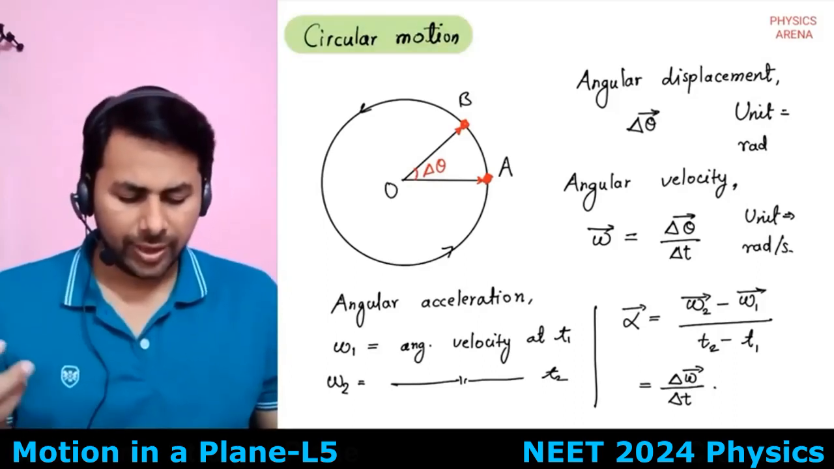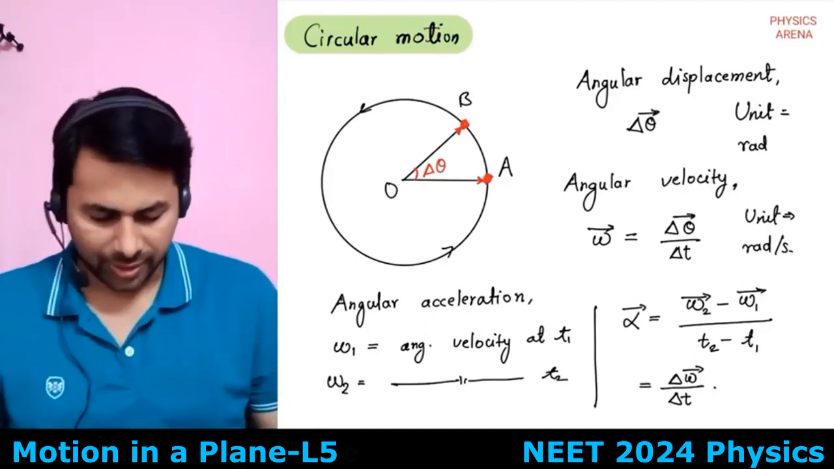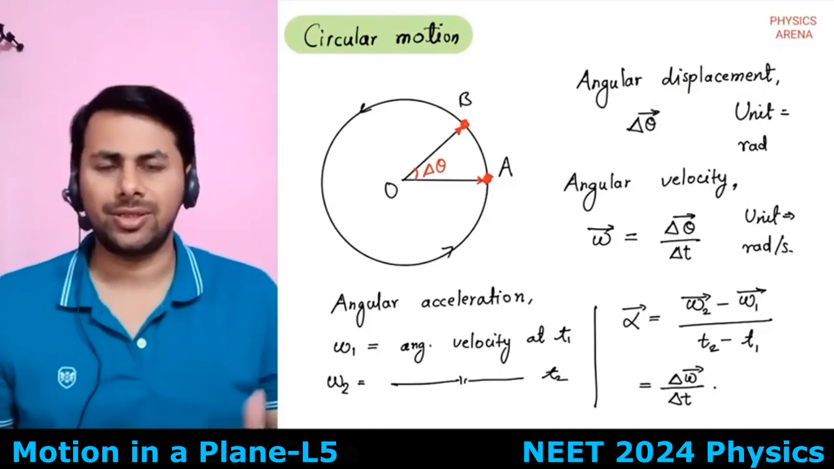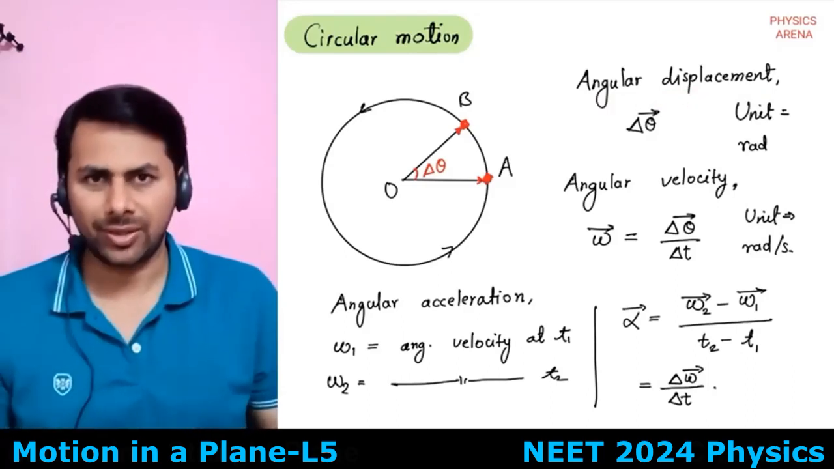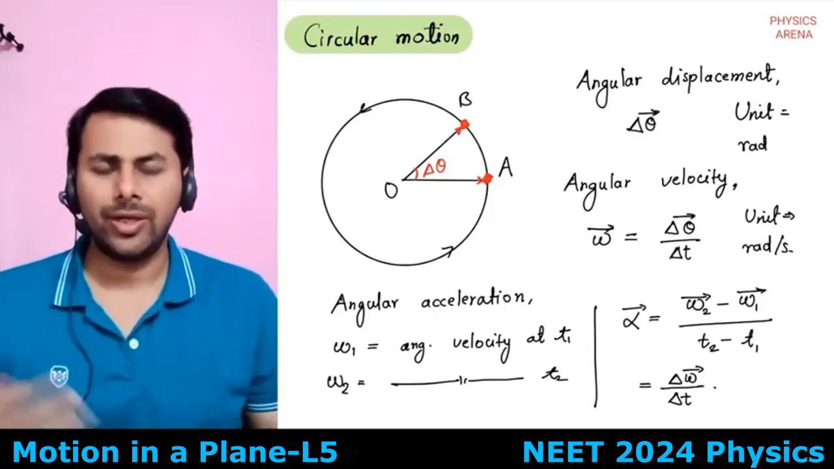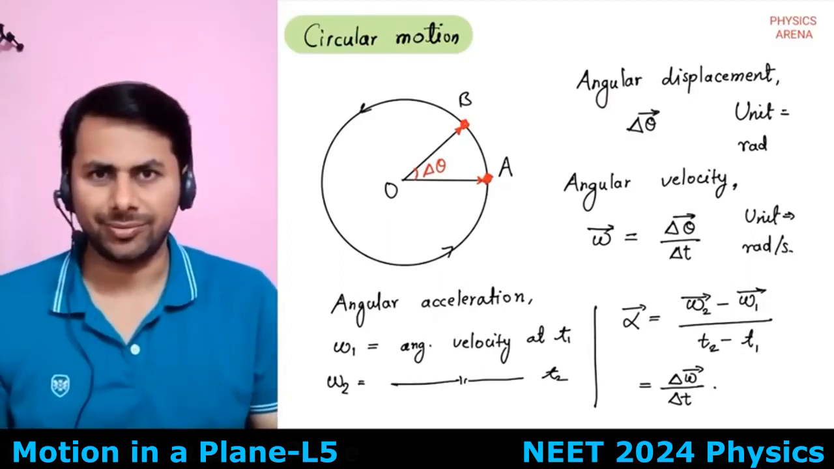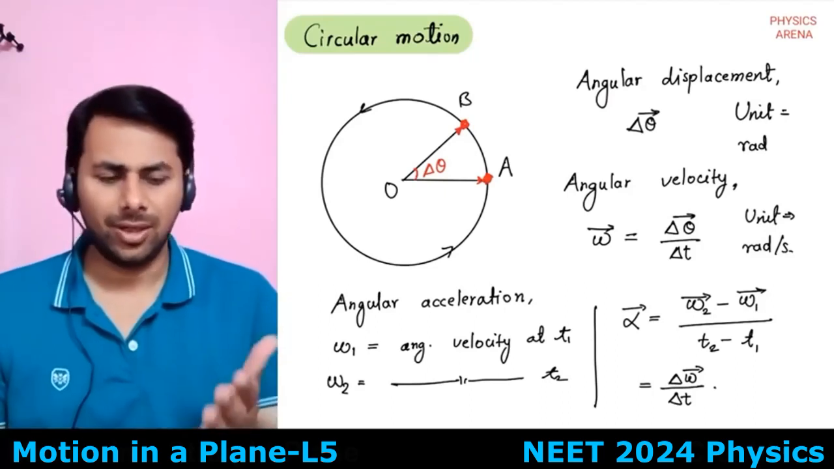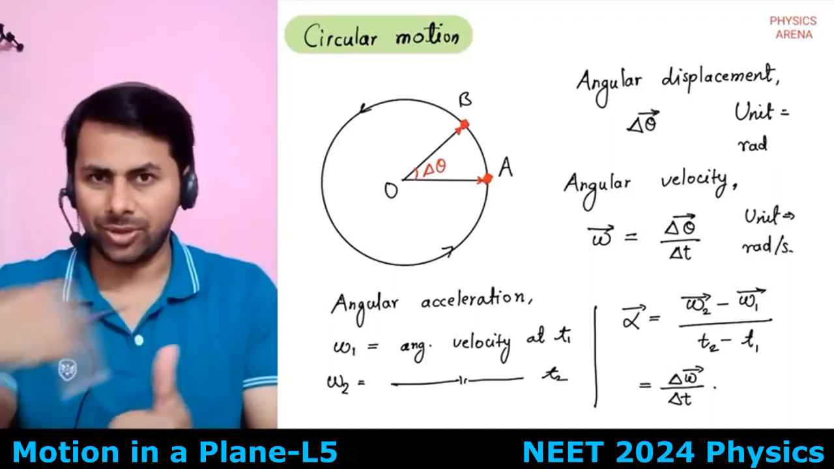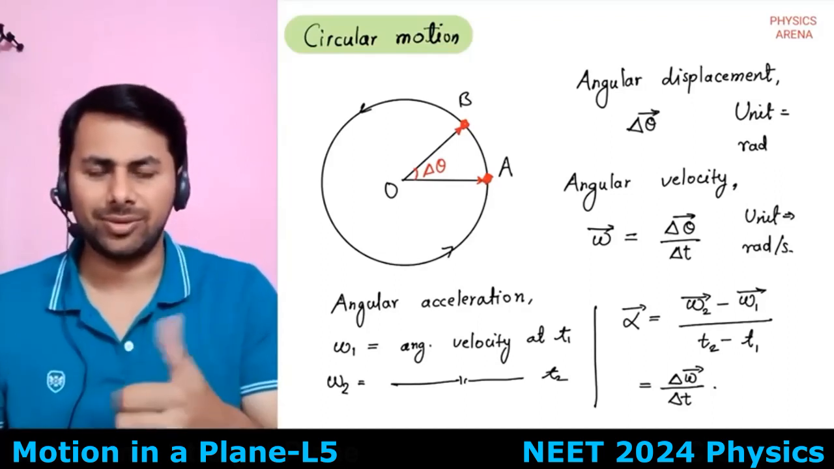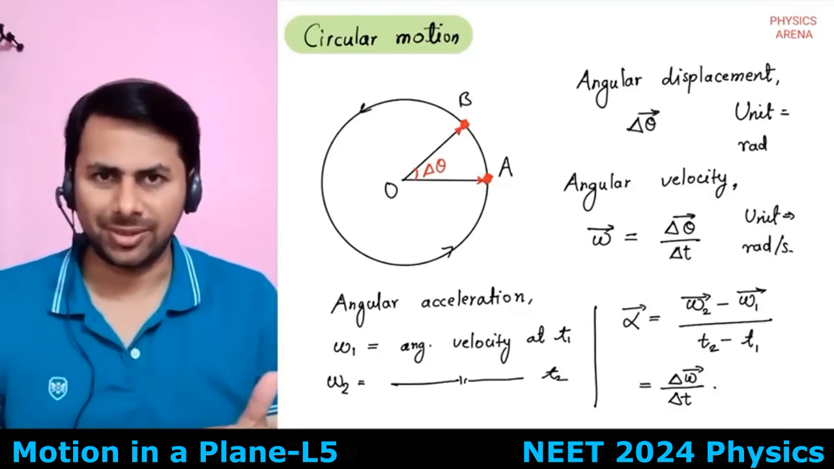Now, how do we measure the direction of this angular displacement? Displacement is a vector quantity. Similarly, angular displacement is also a vector quantity. So we find out the direction using the right hand thumb rule. What is the right hand thumb rule? Take your right hand, curl the fingers of your right hand in the direction of motion of the particle and stretch your thumb. Your stretched thumb will show the direction of angular displacement.